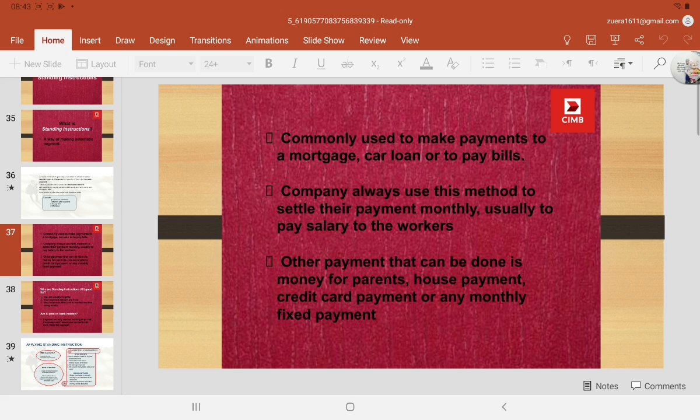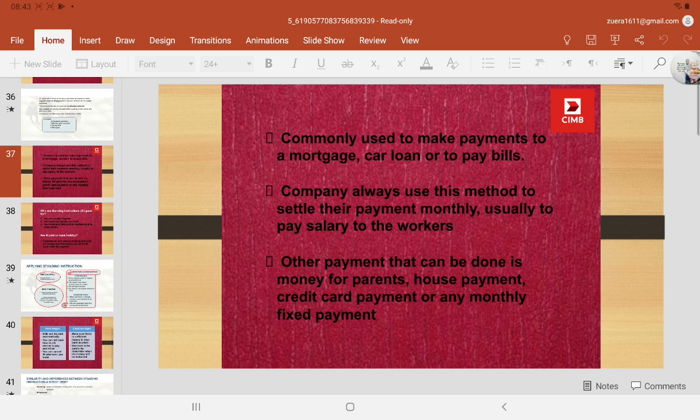So the other payments that can be done with the standing instruction are, for example, pocket money for your parents or children, housing loan, or any credit card payment that has a fixed amount, and any monthly bills that have a fixed amount. For example, like Astro, you can also use the standing instruction because they have a fixed amount. But for credit cards, only those with a fixed amount, not a variable amount.